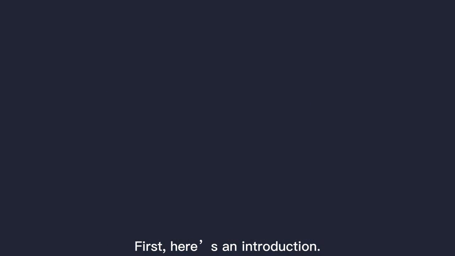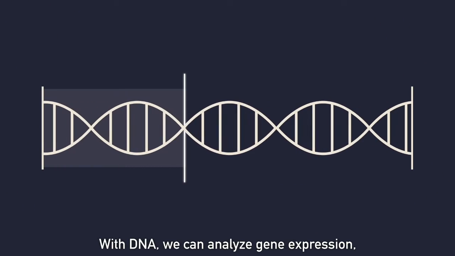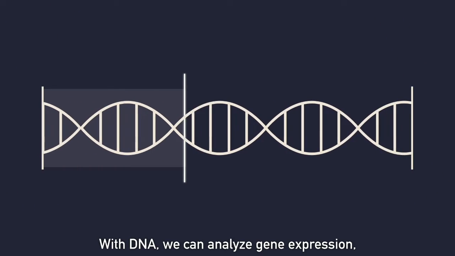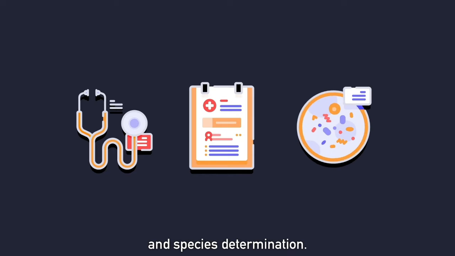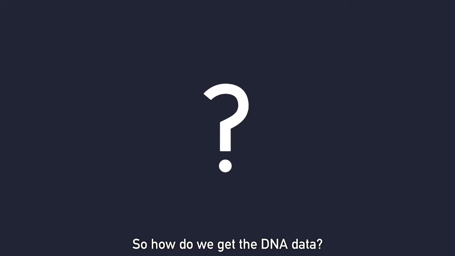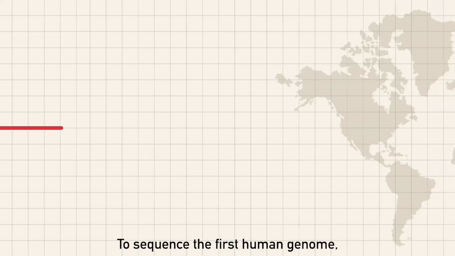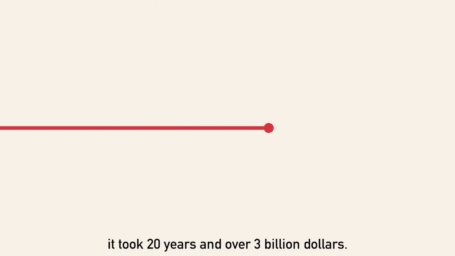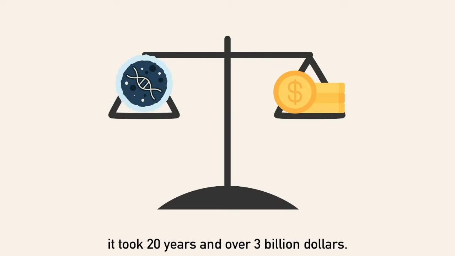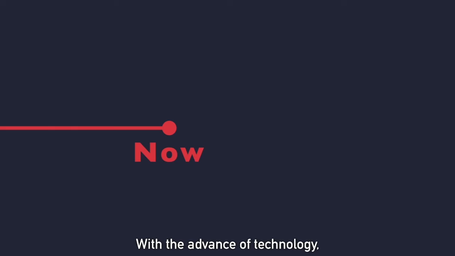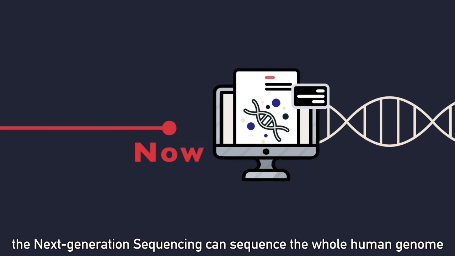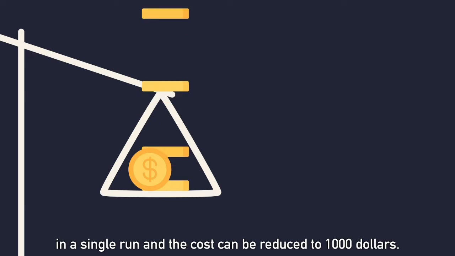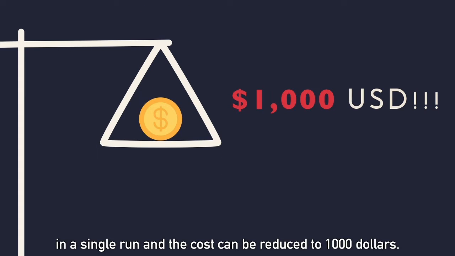First, here's an introduction. With DNA, we can analyze gene expression, which enables precision medicine, genetic testing, and species determination. So how do we get the DNA data? Sequencing. To sequence the first human genome, it took 20 years and over $3 billion. With the advance of technology, next generation sequencing can sequence the whole human genome in a single run, and the cost can be reduced to $1,000.